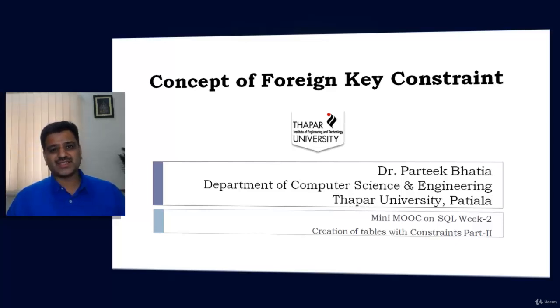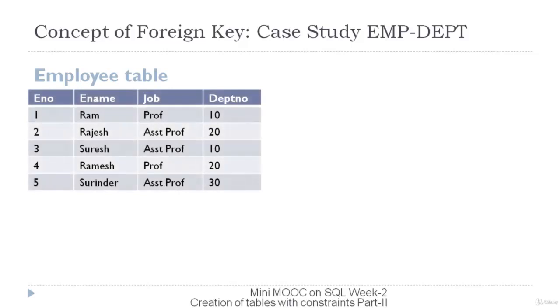Let's start this session. Let us understand the concept of foreign key constraint through employee department database. For this, we have employee table. Here we have employee number, employee name, job and department number as its column. And I have inserted 5 records. In our university, let's suppose only 3 departments are allowed, and that is 10, 20 and 30. I cannot apply check constraint for this because departments can be added or removed in future.